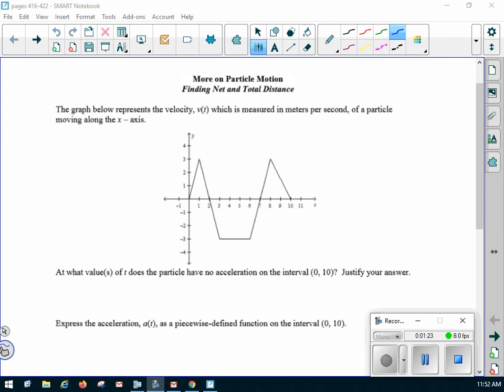The graph below represents the velocity, v of t, which is measured in meters per second, of a particle moving along the x-axis.